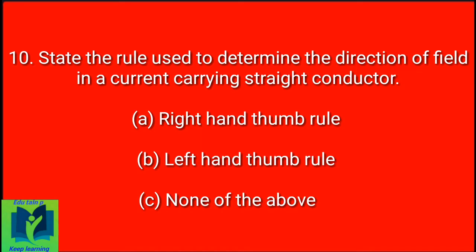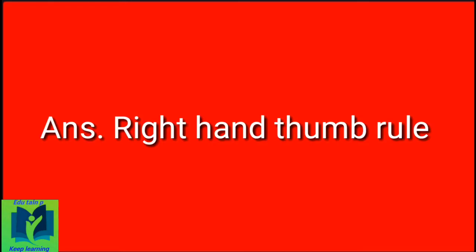State the rule used to determine the direction of field in a current carrying straight conductor. Option A, right hand thumb rule. Option B, left hand thumb rule. Option D, none of the above. Right hand thumb rule.